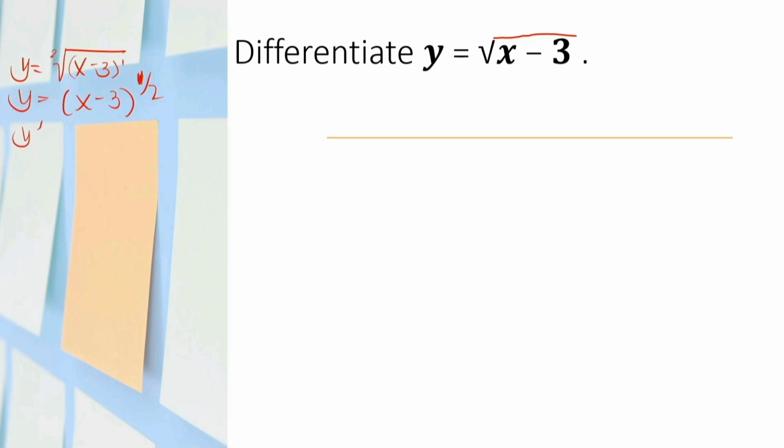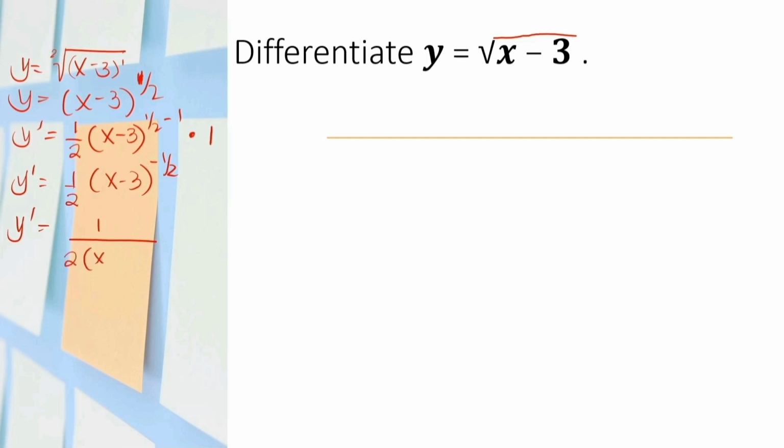So, applying the power rule, or rather the chain rule as well: 1 half x minus 3 raised to 1 half minus 1 times the derivative of x minus 3, which is 1. So y prime is equal to 1 half x minus 3 raised to negative 1 half. And then we move x minus 3 down since the exponent is negative. So that is positive 1 half. So y prime is equal to 1 over 2 square root of x minus 3.